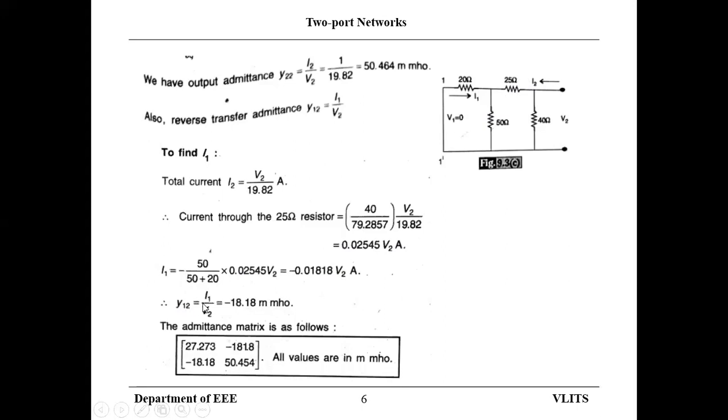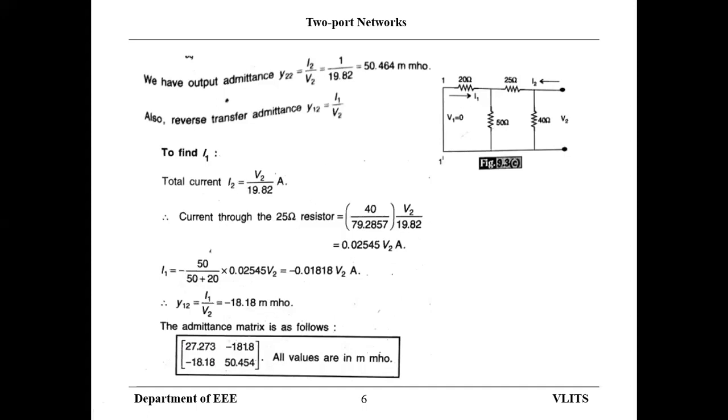Okay, so this is how you can find I1. Then after substituting, y12 is equal to I1 by V2, because here you got I1 in terms of V2, then V2 gets cancelled, and you have y12 is equal to minus 18.18 mhos. So like this you can find the different admittance parameters. If you write all these admittance parameters in matrix form, you will get 27.273 and minus 18.18, and minus 18.18 and 50.454. So these all values are in mhos.